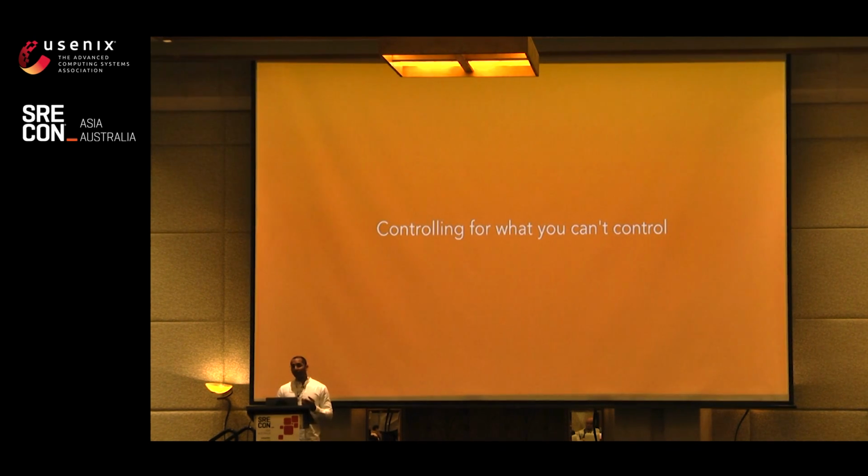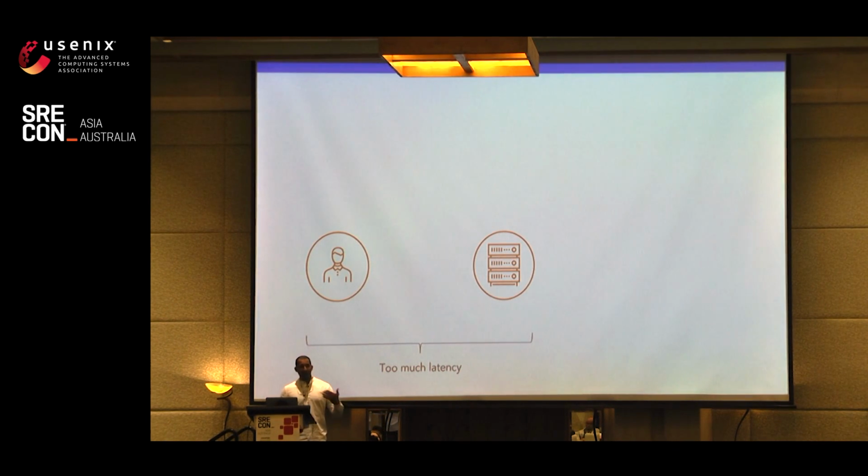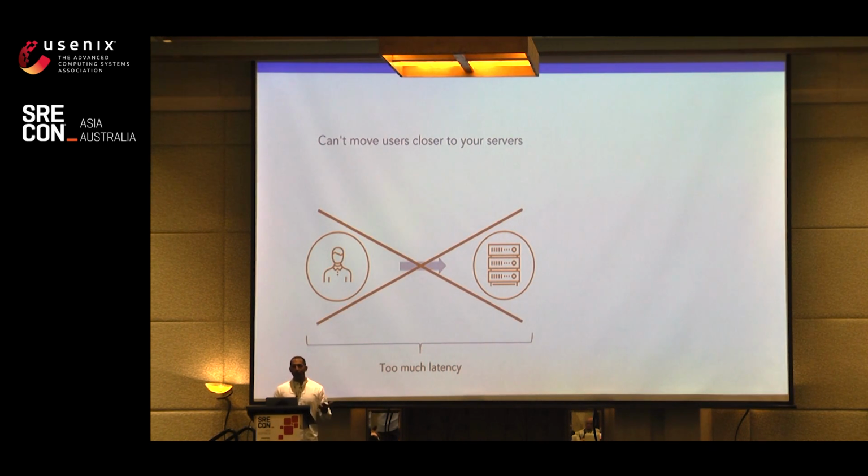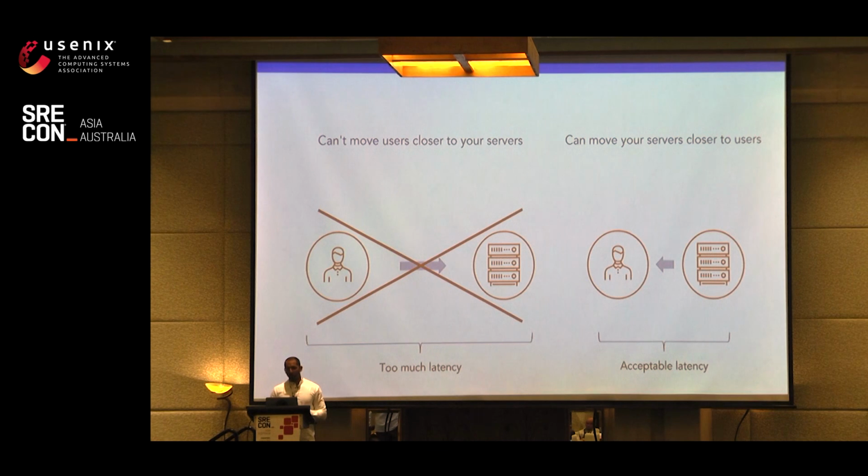And then, of course, sometimes you can control for what you can't control. We may have a user that has too much latency between them and our service. And you want to do something about that, but you can't move your users closer to your servers. I've tried, I've sent very politely worded letters and say, just come a little closer to our data center. You'll get better response times. I don't even get a reply. But you can move your servers closer to your users and get that latency down to something acceptable.